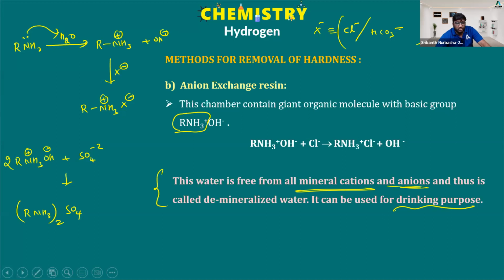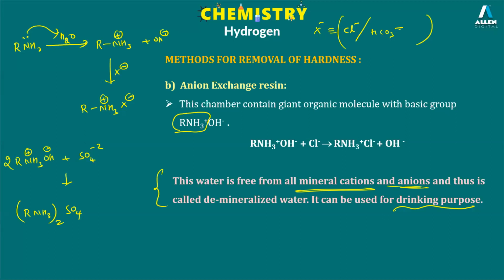In the ion exchange method, we have a cation exchange resin and an anion exchange resin. Both the cations and anions are removed, and thereby whatever water you are getting is demineralized water, and thus that water can be used for drinking purpose. Is that clear or not? Yes, sir. Yes.